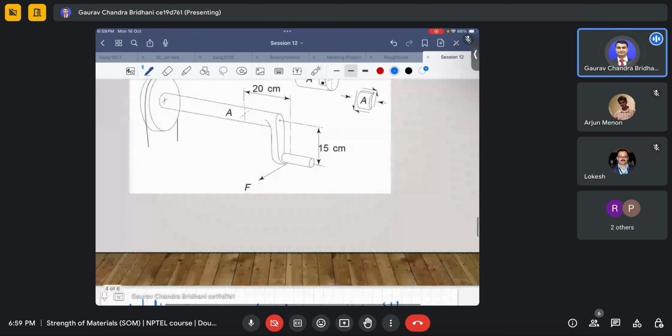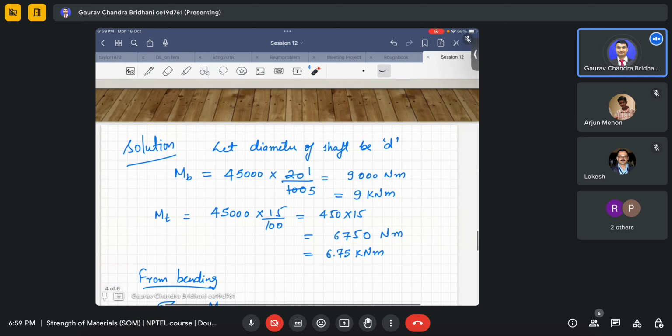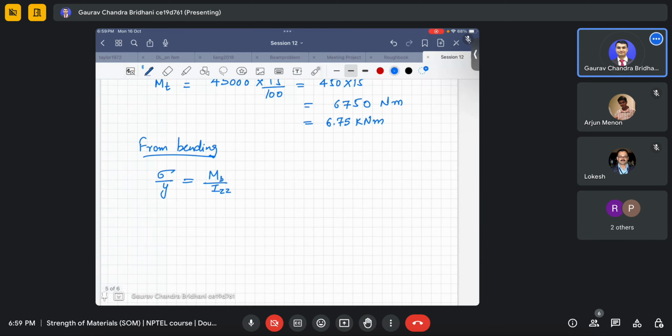In this, I will be the I of the cross section, because it will bend. The bending will be along this axis. If I draw this section like this, it will bend about this axis, with the upper part in compression and the lower part in tension. Because it's a circular cross section, the I remains the same. So our Izz will be pi d^4 by 64.